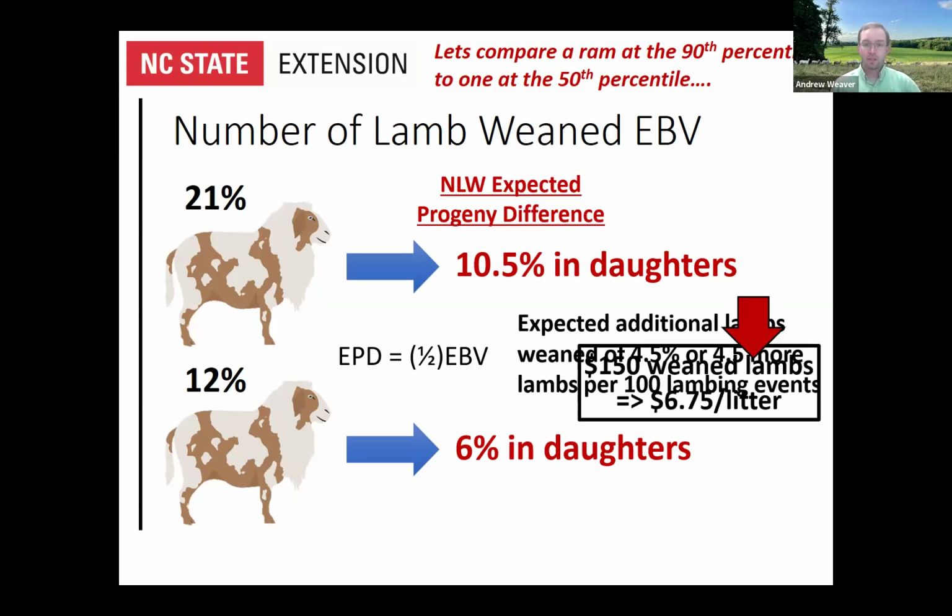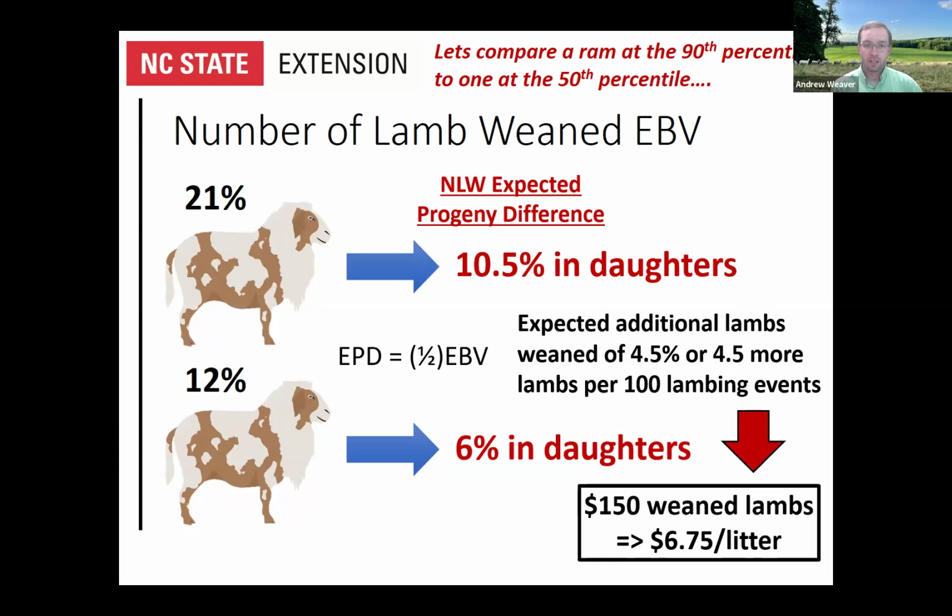We think about that in terms of its economic value, economic relevance. And again, this price is going to vary greatly. I just threw out a number, $150 per weaned lamb. Again, that's going to vary based on how heavy they are at weaning, when you're selling them, where you're selling them, what time of year, all that. But I just threw out $150 for a weaned lamb.